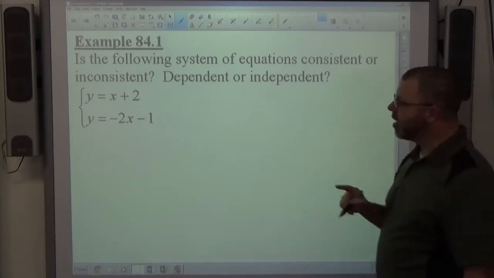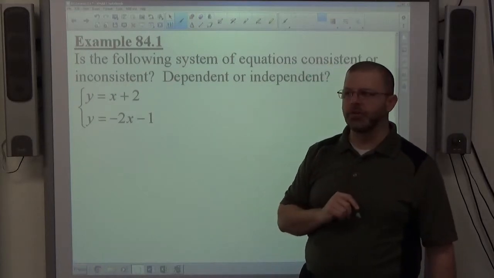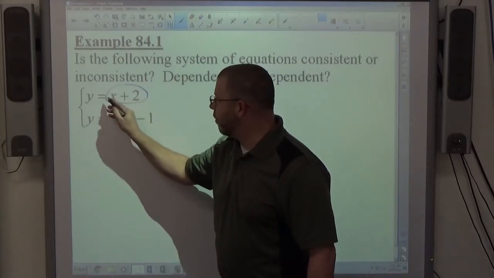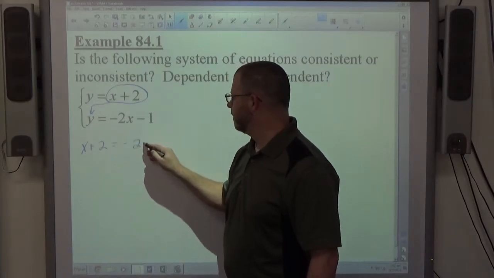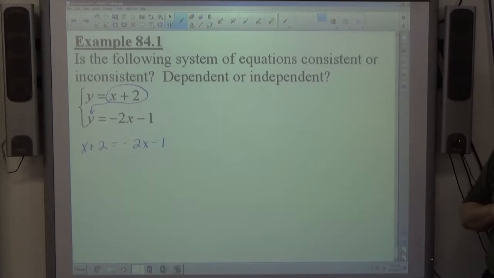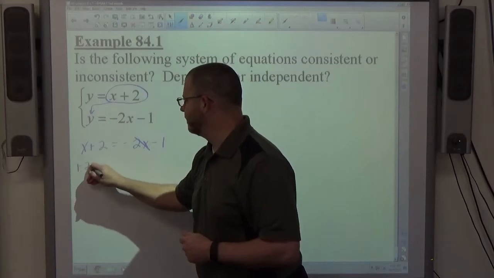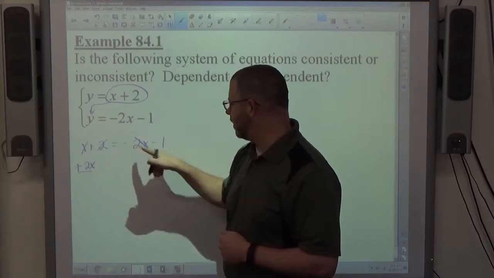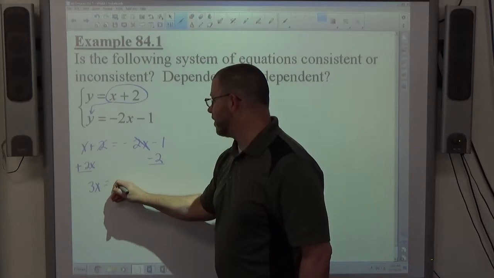The setup here, y equals x plus 2, y equals negative 2x minus 1, is better suited for substitution than elimination. So if I take this x plus 2 that y equals and put it in place of that y down there, I get x plus 2 equals negative 2x minus 1. I go ahead and continue solving. I move the 2x over here, I move the 2 over there. The 2x becomes positive, the 2 becomes negative. x plus 2x makes 3x. Negative 1 minus 2 is negative 3.